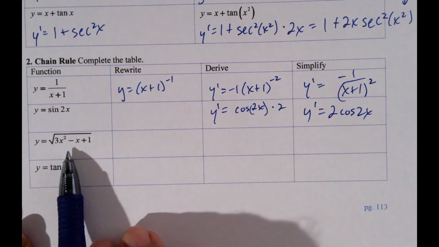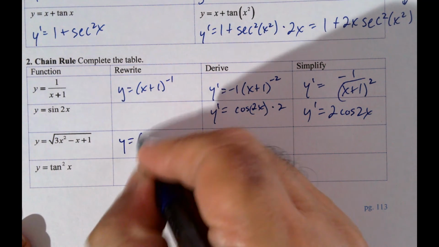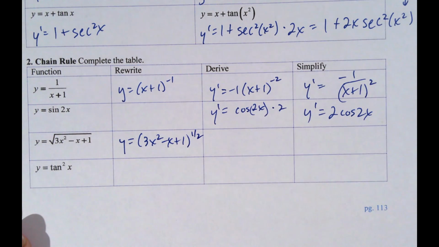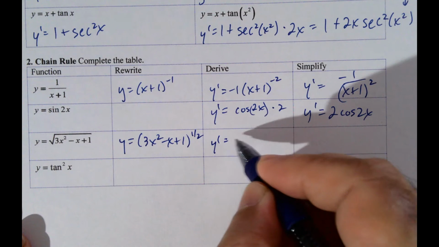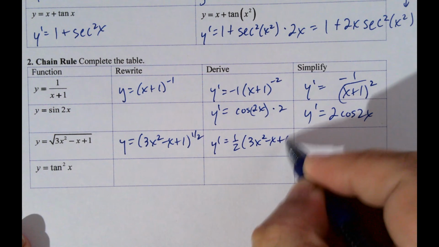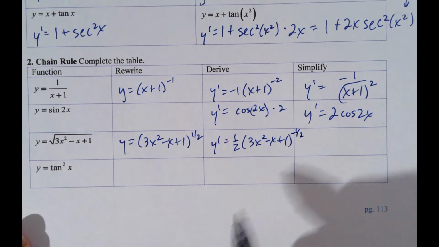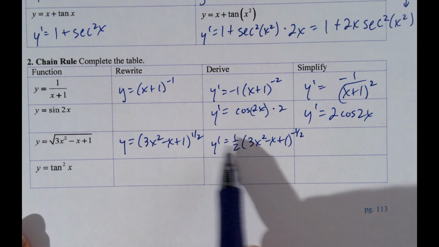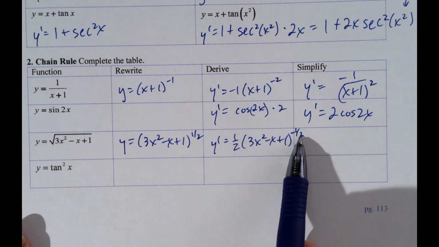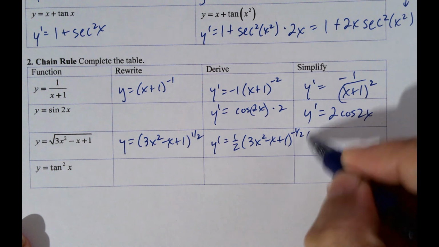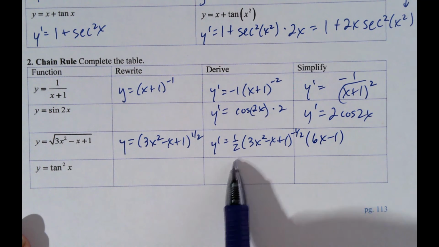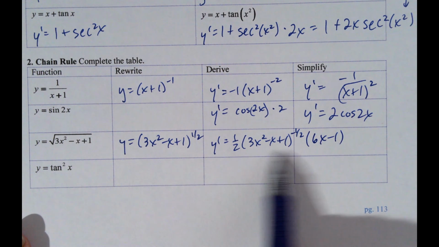Here, I'm going to do a rewrite. Y equals 3x squared minus x plus 1 to the 1/2. And y prime equals 1/2 3x squared minus x plus 1 to the negative 1/2. So what I've done is taken the derivative of the outside, brought the 1/2 down, subtract 1 from your exponent, and then multiply by the derivative of the inside, which would be 6x minus 1. Okay, so all of that is the derivative.